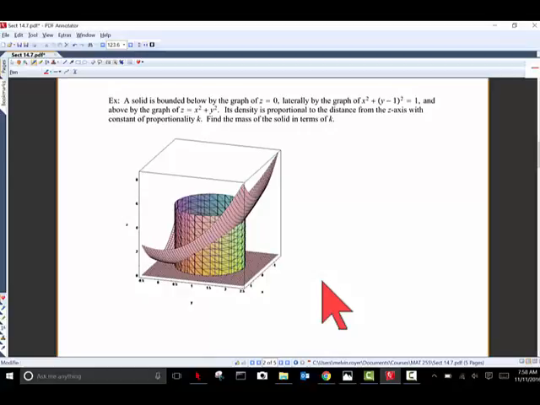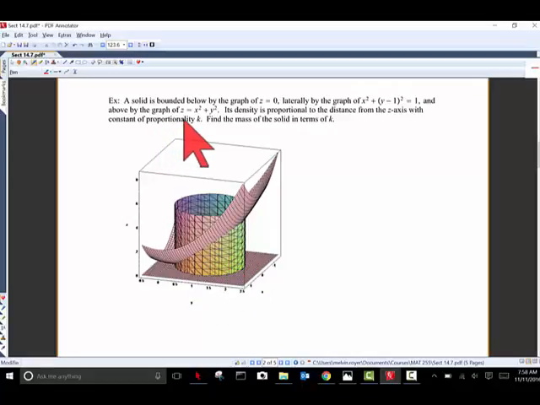First question. Here's a solid. It's bounded below by the graph of z equals 0. That's this plane, of course, the xy plane. Laterally, or on the side, by this graph. Notice that the z variable is missing, so this is a cylinder. In fact, it's a circular cylinder. It's just that the y-1 makes it offset from the origin. The origin is in here, and then the cylinder is scooted along the y-axis.